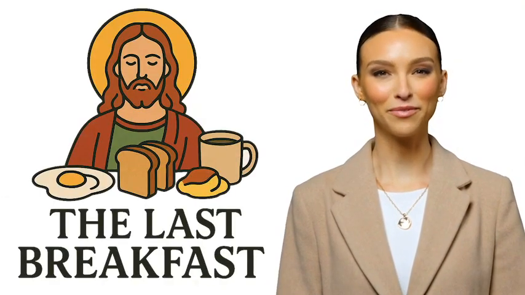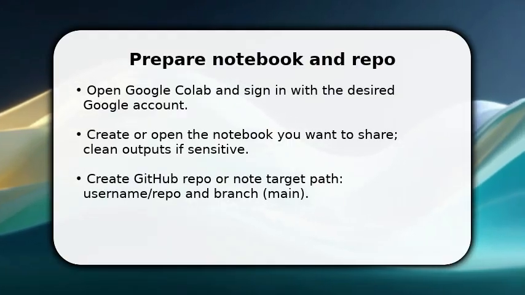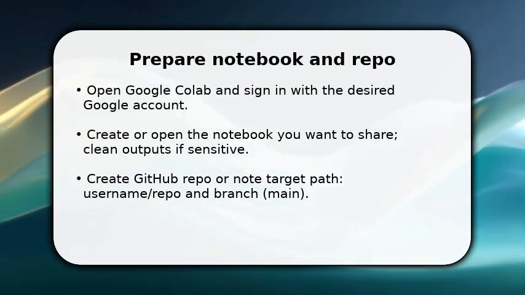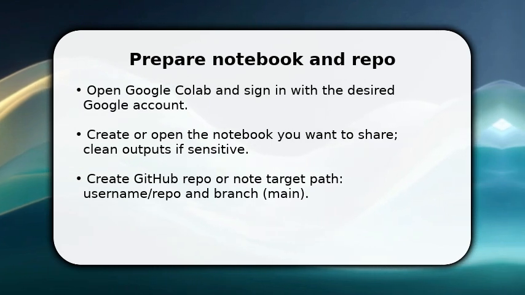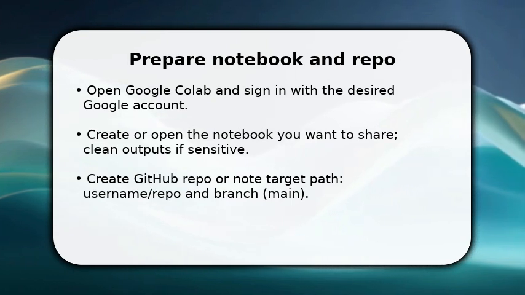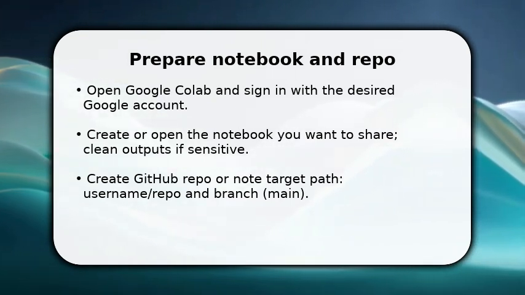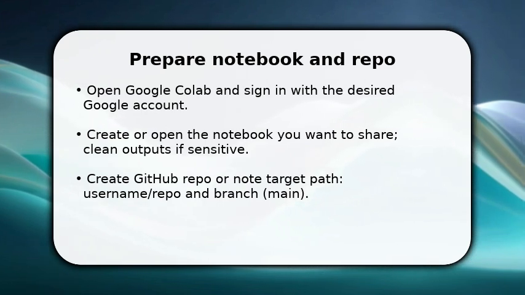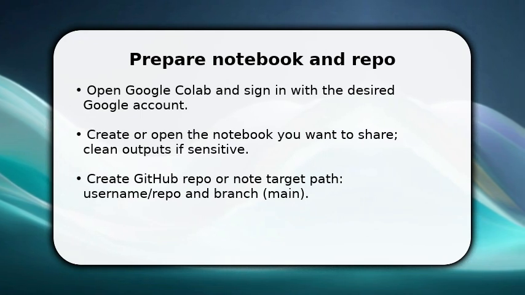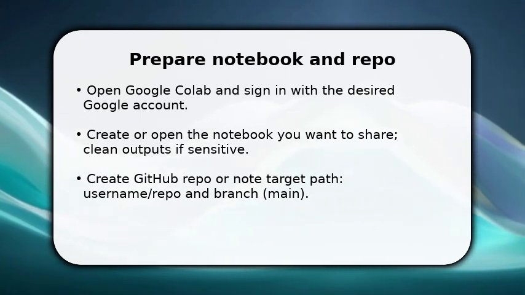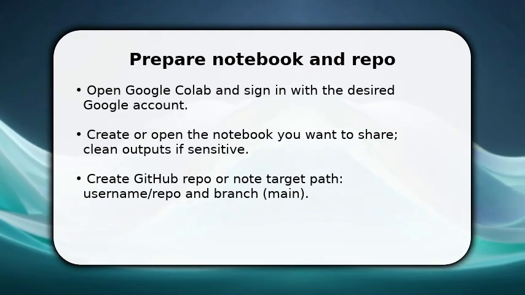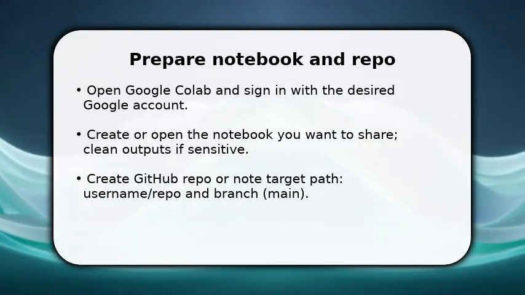Please enjoy the video. You begin by opening Google Colab and choosing the notebook you will publish. Make sure you're signed into the Google account linked to your GitHub or ready to authorize it. Clean outputs and remove secrets so the repo doesn't leak credentials. Once done, create the GitHub repository or confirm the target repo and branch name. You'll need that exact path when saving. These preparatory steps ensure a smooth push and avoid accidental sensitive data in commit history.